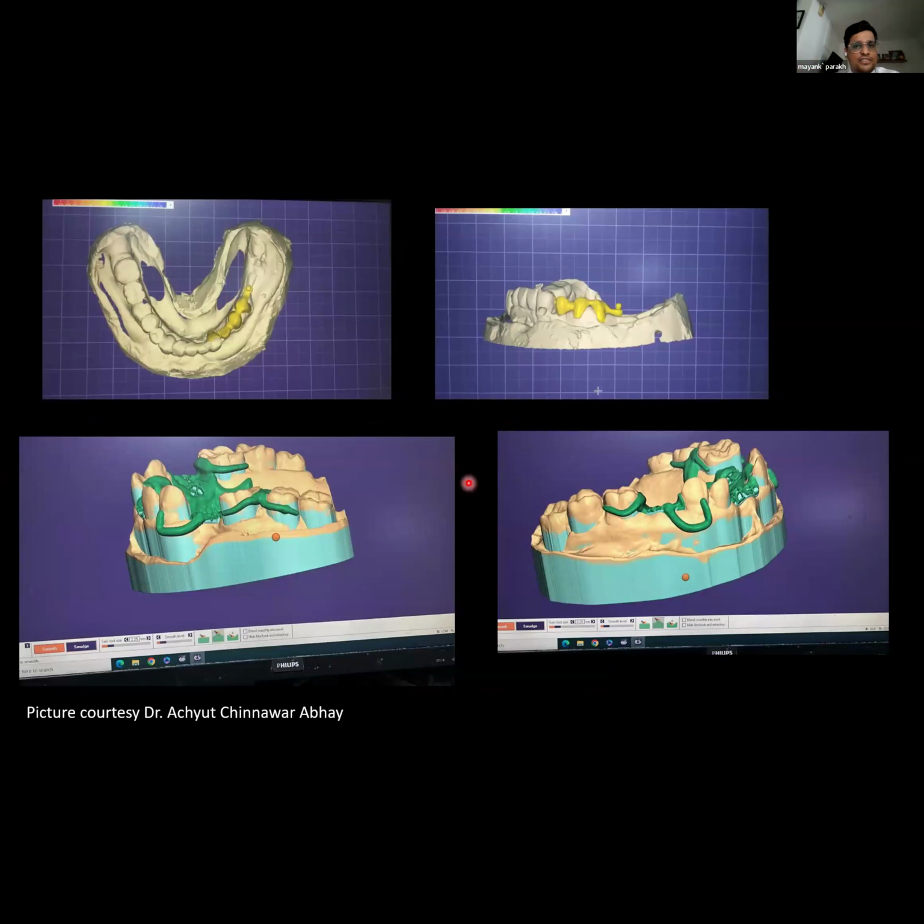Some additional cases that we've done. These photos have been given to me by Dr. Achyut Chenawar from Pune. He has recently done a precision attachment case where he wanted to use a friction fit cast partial denture onto the framework. So he prepped these teeth and gave a precision attachment here. This precision attachment has also been made using a complete digital framework so that the accuracy is excellent. These are some other cases that the same clinic has done using cast partial dentures, and this is how the three-dimensional framework looks on the cast.